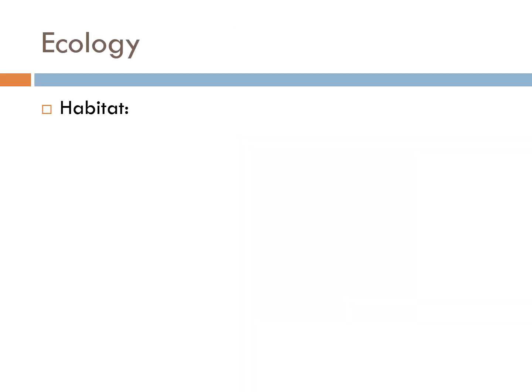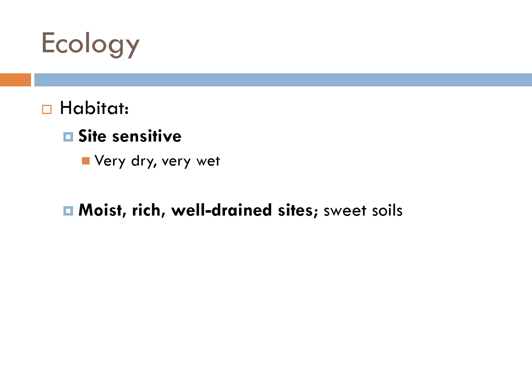So where do sugar maples grow? We've talked about this, right? They are found in good sites. They are found on mesic sites, which means middle, so not too wet and not too dry. So they are what we call site sensitive. They don't like the very dry and the very wet. They prefer moist, rich, well-drained sites. Well-drained means that it doesn't hold water. This is a phrase that we sometimes say, the tree or the plant doesn't like to have their feet wet. So they don't want to have their roots kind of standing in water.